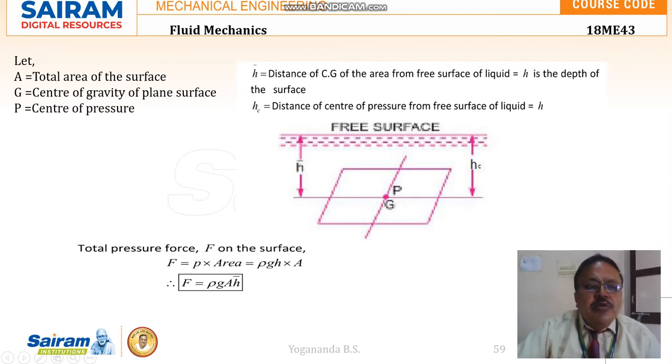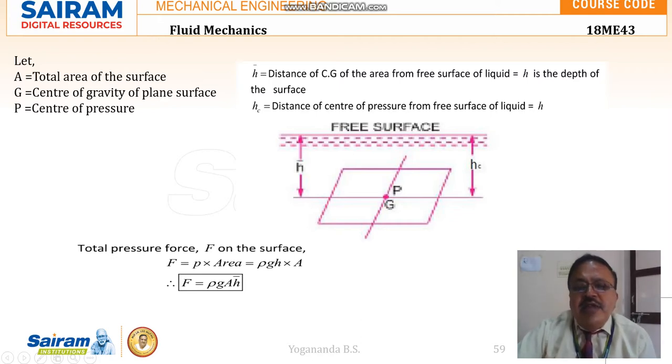Let capital A be the total area of the surface, G the center of gravity of this surface, and P the center of pressure. P, the center of pressure, is the point where the total pressure is acting. H bar is the distance of the center of gravity of the area from the free surface, which is also equal to H. Hc is the distance of the center of pressure. So P and G are lying on the same point, at the same distance from the free surface of the liquid. So H bar and Hc both are the same.